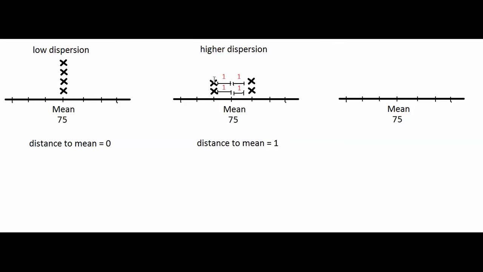Each person in the class has an exam score and an absolute deviation that shows how far the person is from the mean.